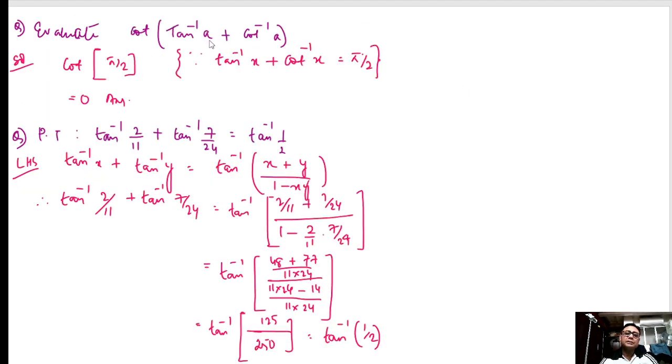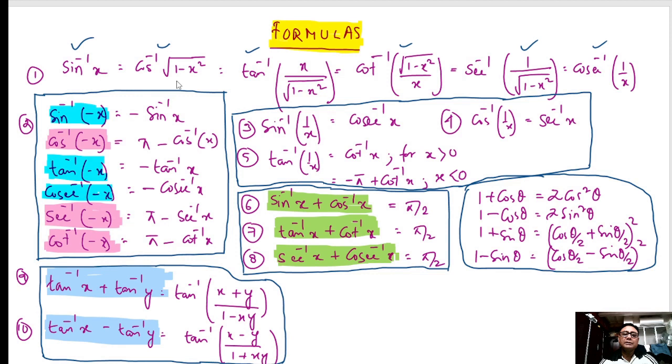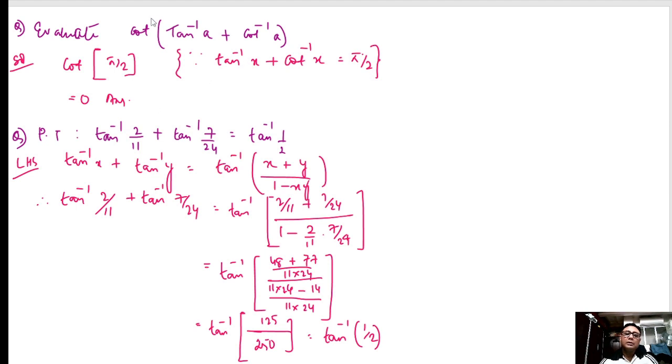So first is evaluate cot of tan inverse A plus cot inverse A. First of all, tan inverse x plus cot inverse x is pi by 2, as we have already done here. Using this, it becomes cot pi by 2, which is 0.